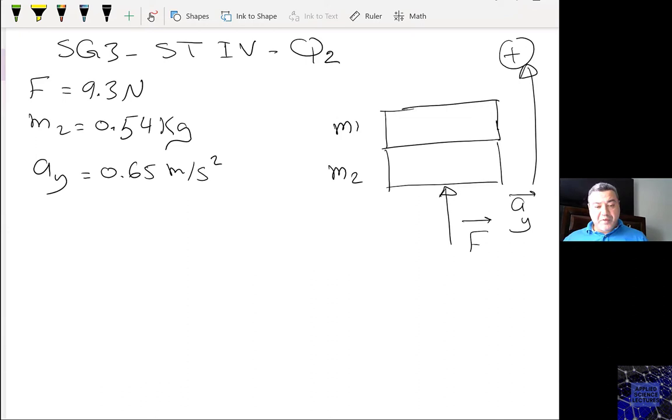It is extremely important to know that those two books that are locked together have the same acceleration, and they both are moving upward. Determine the mass of the top book. So we need to find M1. When we look at this problem and start putting down the forces, I have this one as FG1, and I also have this one as FG2. Those are gravitational forces of the books.